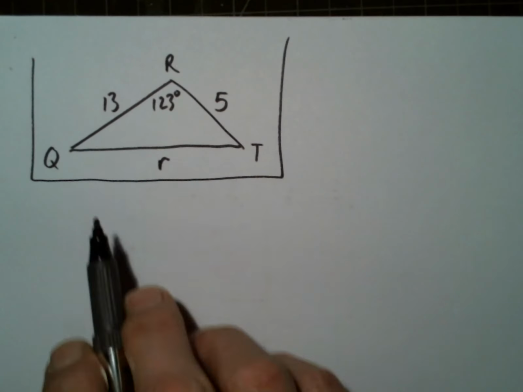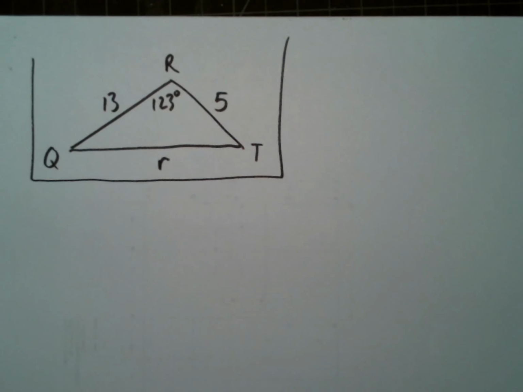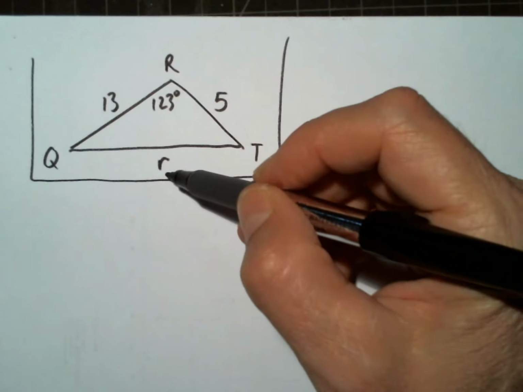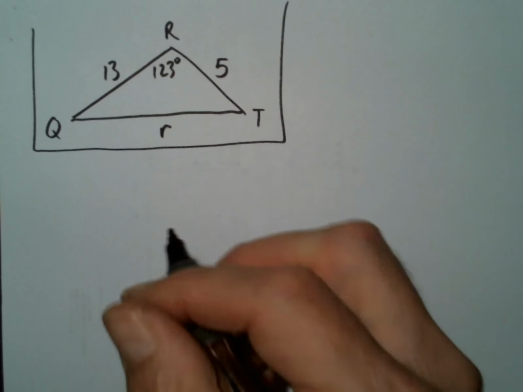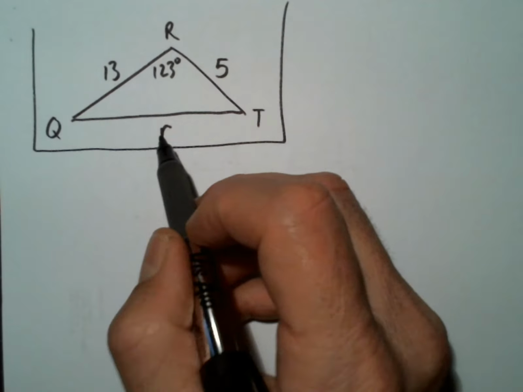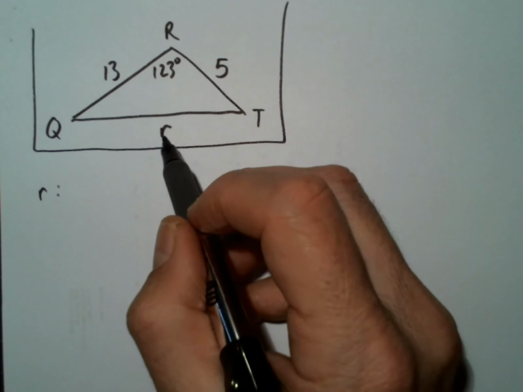Alright, another side-angle-side. That means we have to use law of cosines. You can't do law of sines because we don't have a pair of angle and side. So pause the video and try that one. We have to find R first. So there's the opposite side.